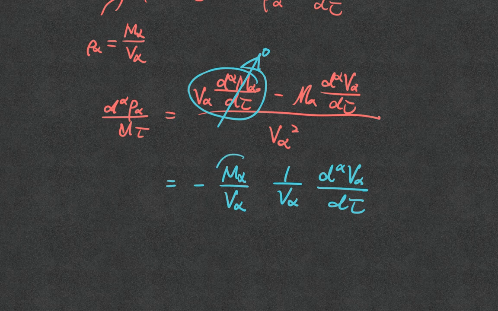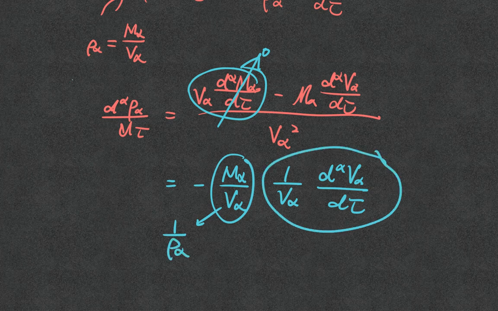Now, this one is simply equal to 1 divided by rho alpha again. And what is this term? It's the change of the volume divided by the volume. So what is the strain for one direction? The strain in one direction is the change in that direction divided by the original length.